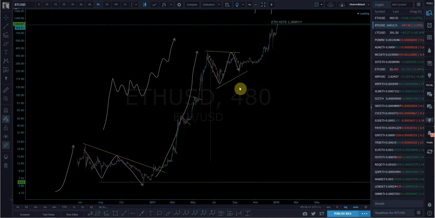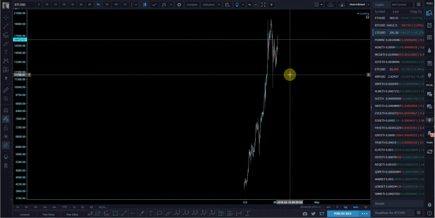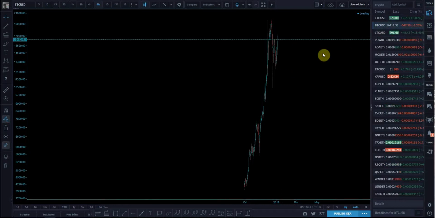And I will get to Fibonacci as well. This is very useful. I think it's slow because of the screen record that I got going on right now. Let's try Litecoin. Maybe that helps. Oh, Bitcoin decided to load. Let's see.